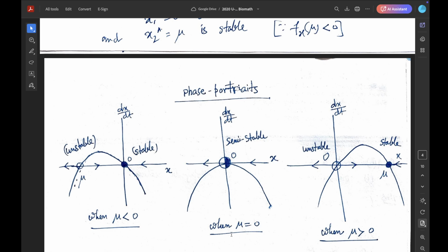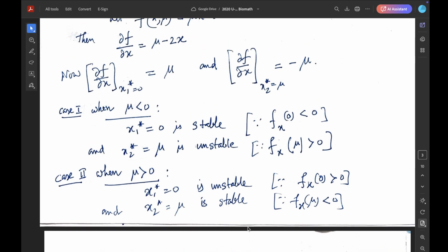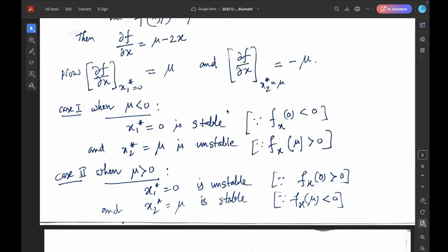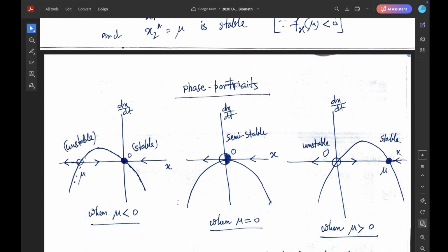And when mu equal to 0, that is f(x) with mu equal to 0, f(x) equal to minus x square, so y equal to minus x square. Draw this graph. Here dx/dt is negative, so the arrow is in the negative direction, and here dx/dt is also negative, so negative direction. So the arrow from the right-hand side is towards the origin, and on the other side the arrow is away from the origin. So this side is stable and this side is unstable, so it is called semi-stable.